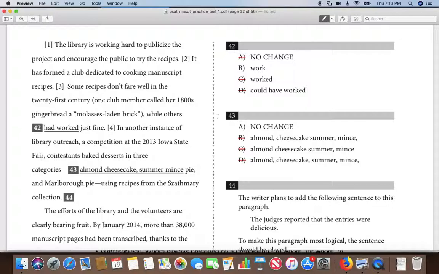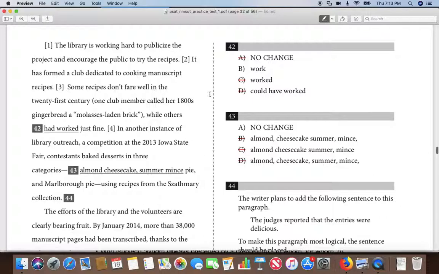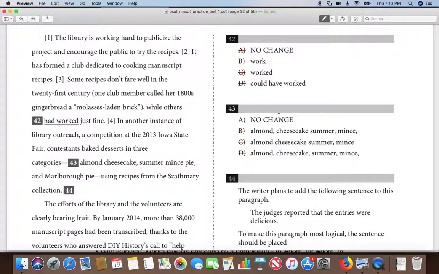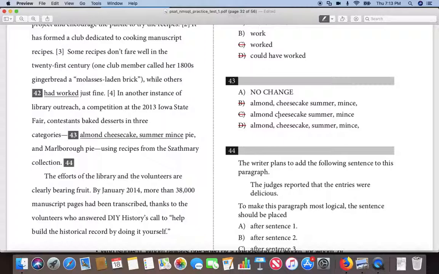Try after sentence two. So sentence two, then the sentence in question, then three. Okay. It has formed a club dedicated to cooking manuscript recipes. The judges reported that the entries were delicious. Some recipes don't fare well in the 21st century, while others work just fine. How was B? It was not as good as one, I don't think. Okay. Let's get rid of it.